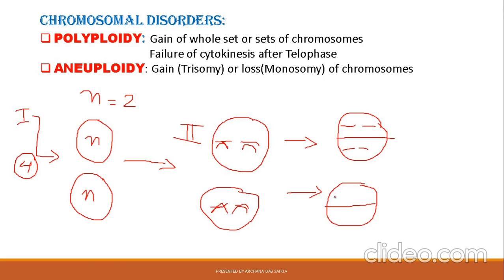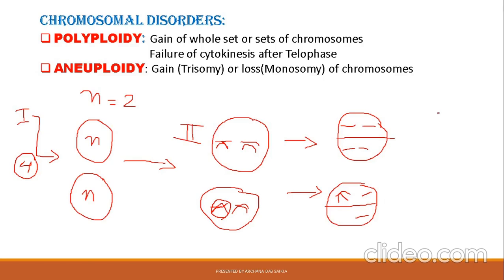But it so happens that sometimes 2 of them move to one side, and this side 0, and the other one goes normally, let us say. That is, this first pair did not segregate, did not separate, both of them moved together towards one side, keeping the other side empty or vacant. The other pair, its other set, separated normally. So consequently, what shall we get?